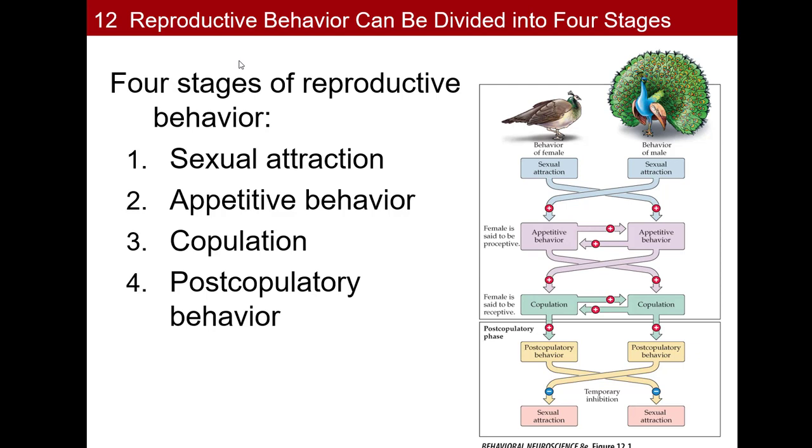Okay, so switching gears here to reproductive behavior. There are four stages of reproductive behavior. First of all, it talks about sexual attraction. You can see we have some examples going on over here with birds, right? So we've got a peacock and peahen here. So we have sexual attraction, appetitive behavior, copulation, and post-copulatory behavior. We're going to go through and talk a little bit more about each one of these.